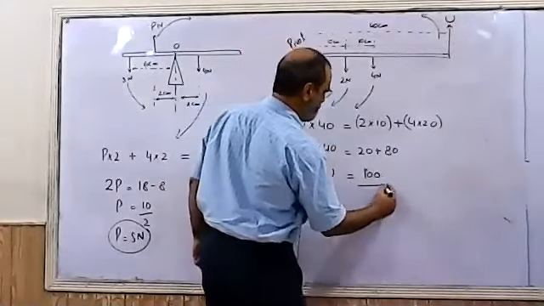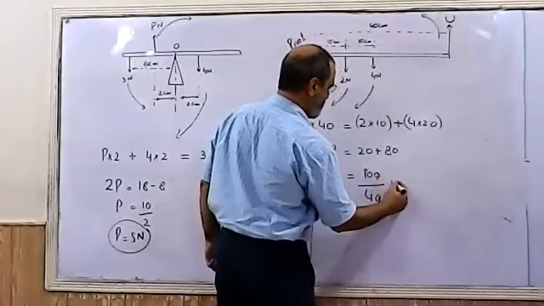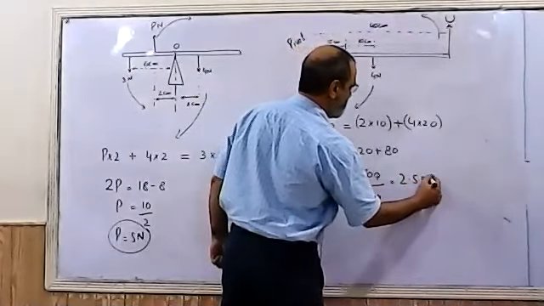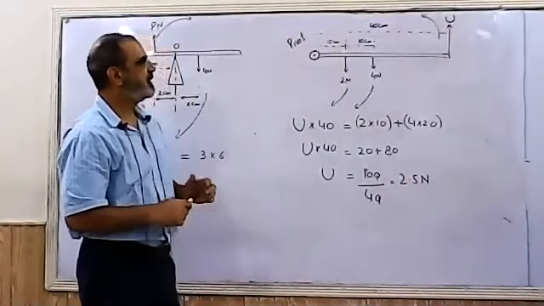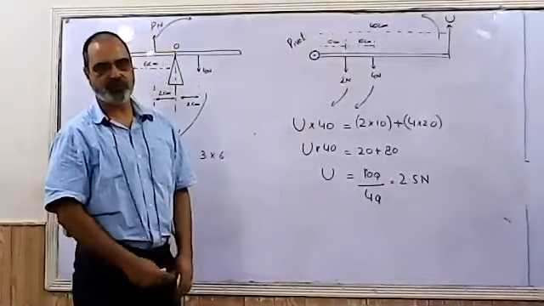So U is equal to 100 divided by 40, that will be 2.5 Newton. So we need a force of 2.5 Newton to keep this rod in balanced position.